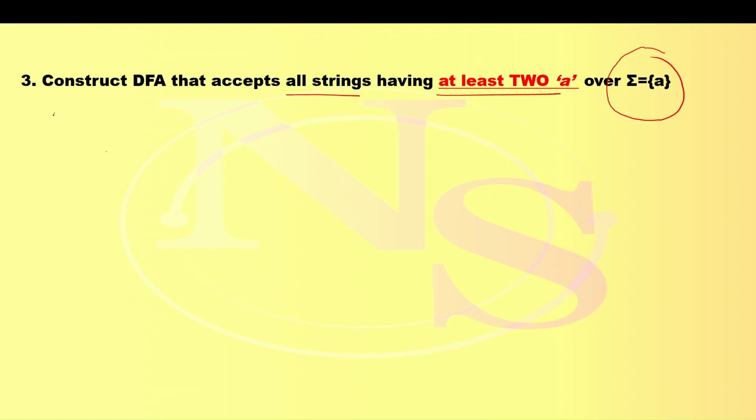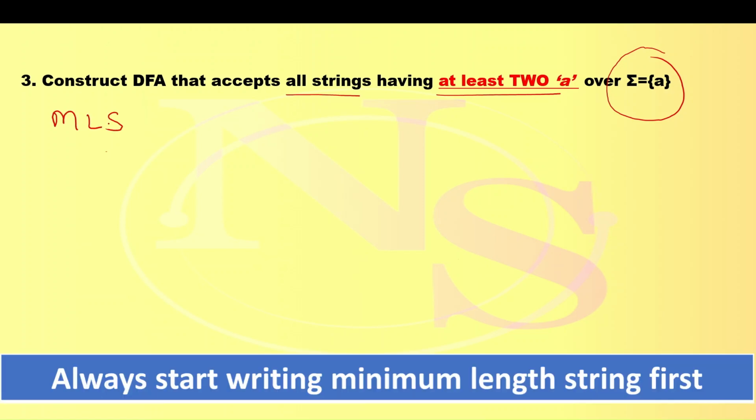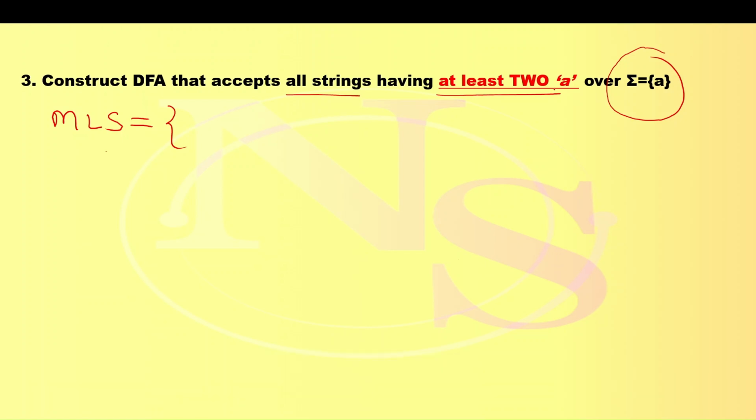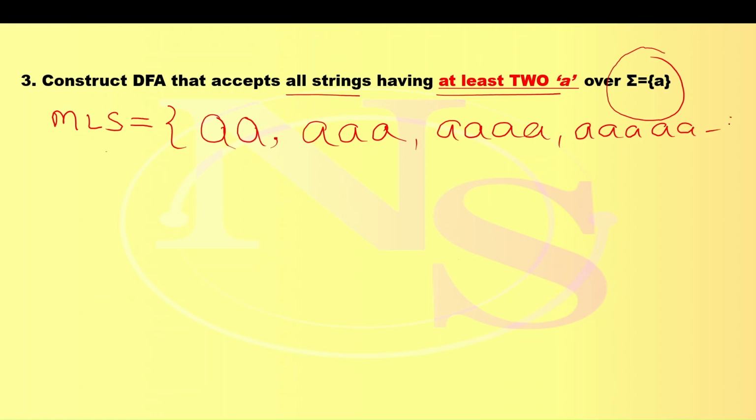Now try to write the minimum length string based on the condition. As the condition says at least 2 A's, it means the minimum length string should be 2 A's first. Other than this, if more A's are coming, then we can write that also. 3 A's are coming, that is also fine. 4 A's are coming, that is also fine. Accordingly, if multiple A's are coming, it will also work. Our main condition is that the string should contain at least 2 A's.